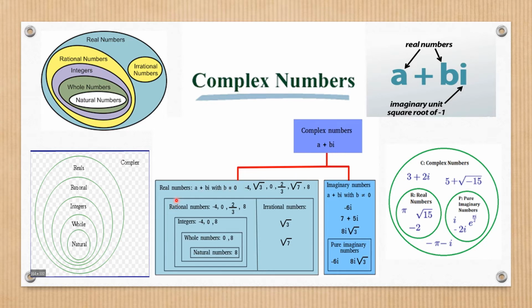Now see, any real number can be expressed as a plus b iota with the imaginary part b as 0, like minus 4, like root 3, like 0, 2 by 3, root 7, 8.